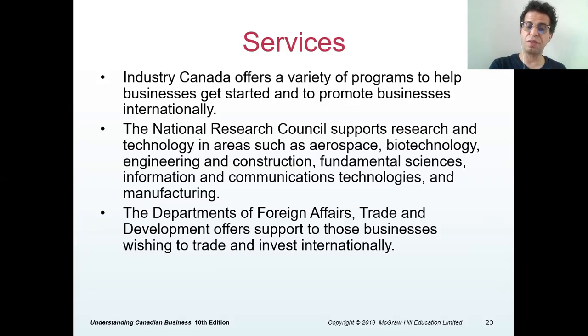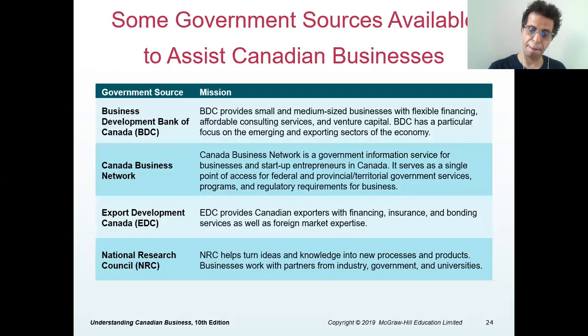And then you have the Department of Foreign Affairs, Trade and Development, which offers support to businesses wishing to trade and invest internationally. So if you are involved in the future in investment or trade internationally, you might start knocking on the doors, understanding how the Department of Foreign Affairs or the Export Development Bank can help you in these matters.